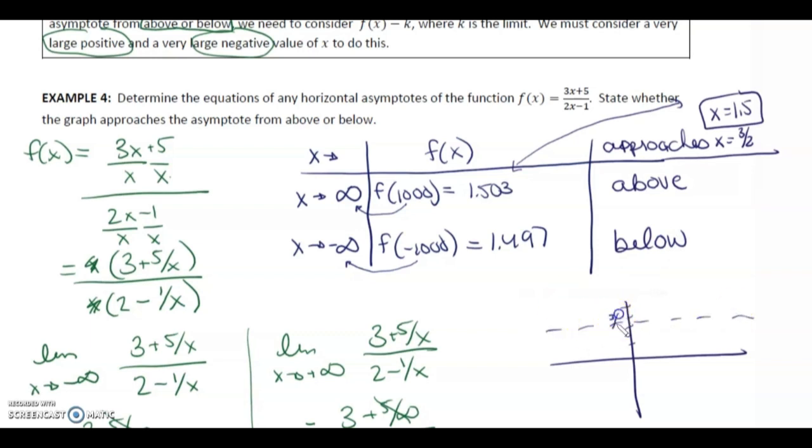So if we have 3 over 2 here, where we can put our arrows: as x approaches infinity, we're above that line. And as x approaches negative infinity, which is over here, right? Infinity, negative infinity, we are below that line.